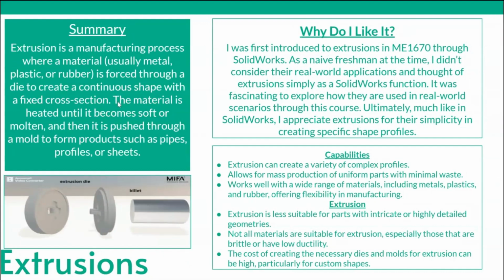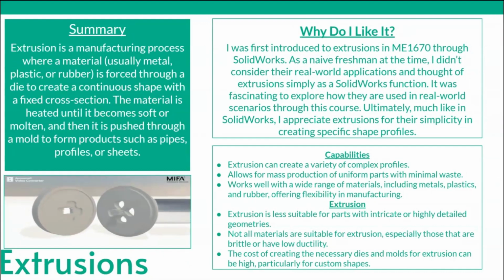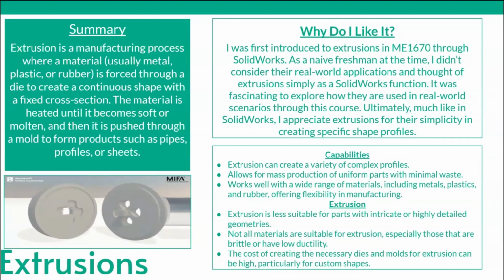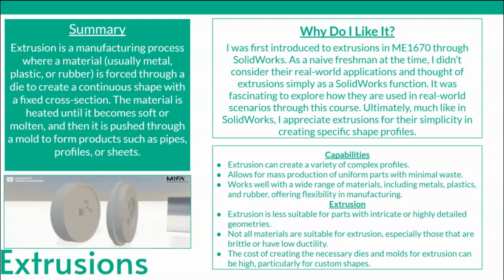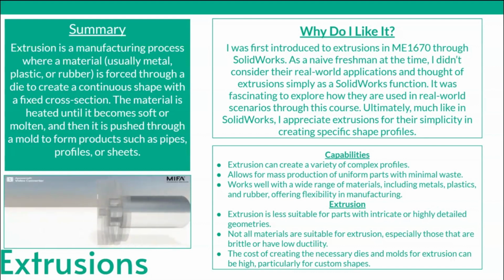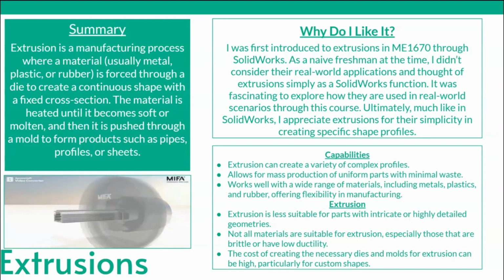Fourth topic, extrusions. Extrusion is a manufacturing process where a material is forced through a die to create a continuous shape with a fixed cross-section. The material is heated until it becomes soft or molten, and then it is pushed through a mold to form products such as pipes, profiles, or sheets.